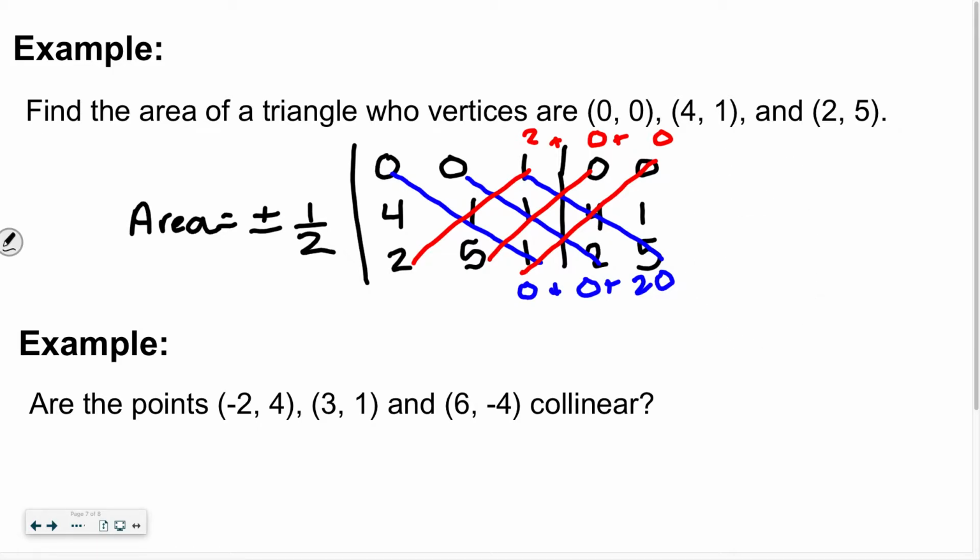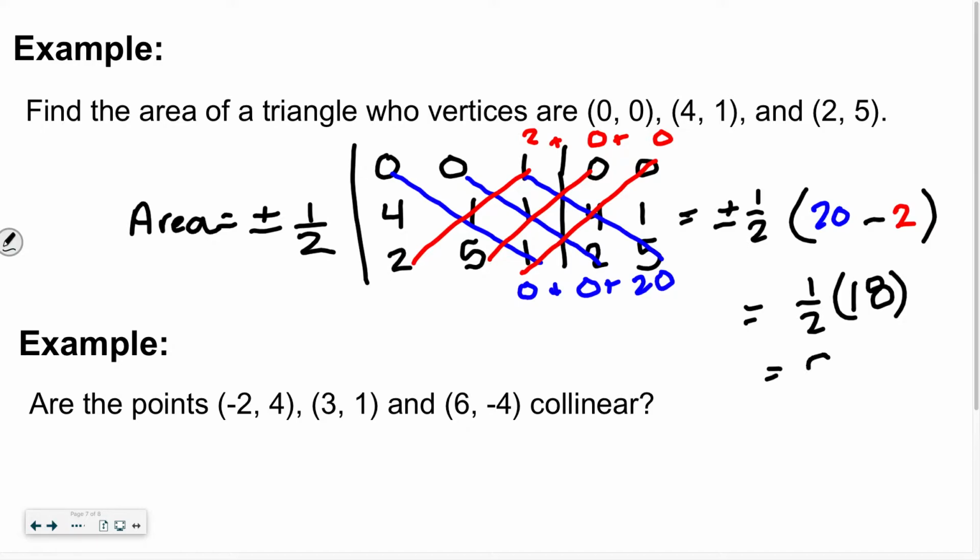Plus or minus 1/2 in there. Then I had 20 and 2. You're always subtracting the product of the diagonals. So the determinant in this matrix is 18. To calculate the area, should I multiply by positive 1/2 or negative 1/2? Positive 1/2 to keep it positive. So I can say that the area of my triangle is 9 square units. And I'm done.